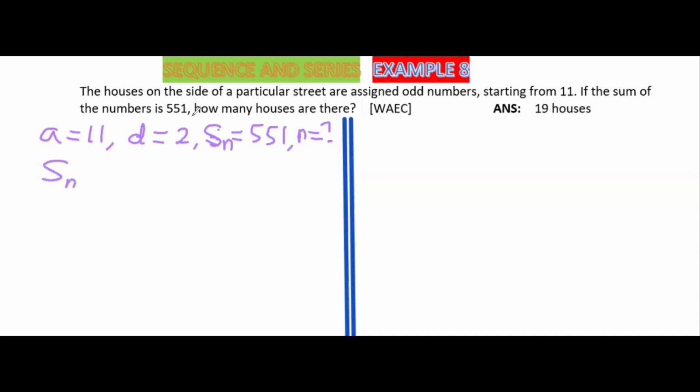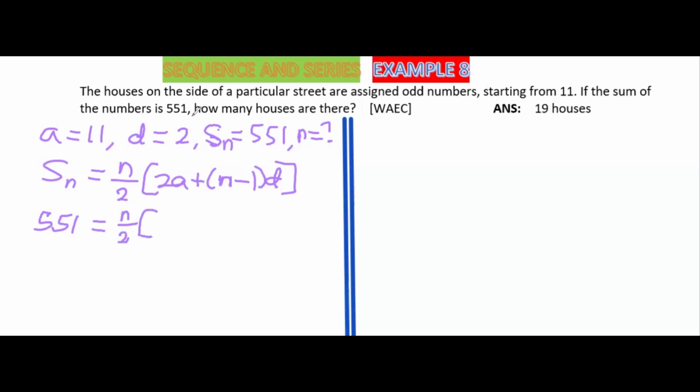We say Sn equals n over 2 into 2a plus n minus 1 d. From there, we substitute for Sn, which is 551, equals n over 2 into 2a. Our a is 11, so 2 times 11, plus n minus 1 times d. The common difference is 2.